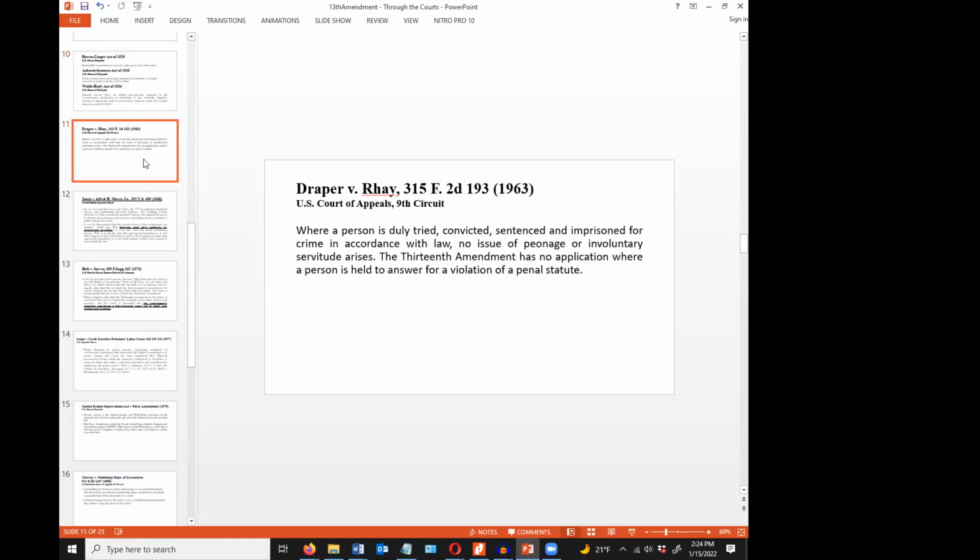So in 1963, there was a case called Draper versus Ray that was held in the Ninth Circuit of the U.S. Court of Appeals. It was determined that where a person is duly tried, convicted, sentenced, and imprisoned for a crime in accordance with law, no issue of peonage or involuntary servitude arises. The 13th Amendment has no application where a person is held to answer for a violation of a penal statute. So basically, they're upholding the exception clause.